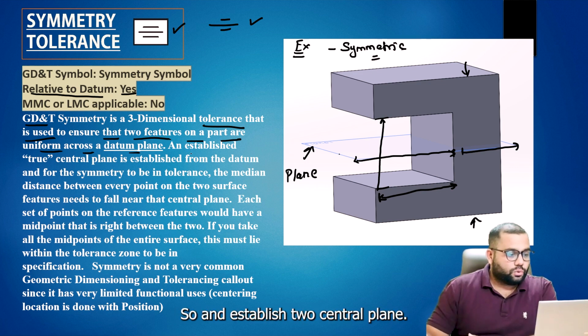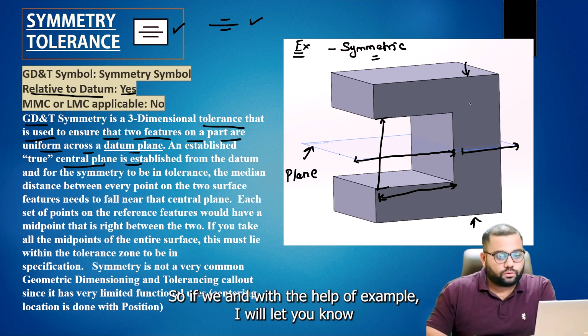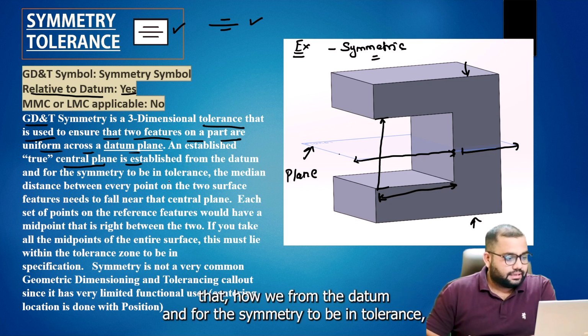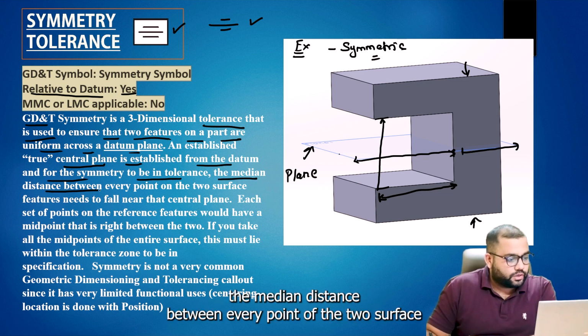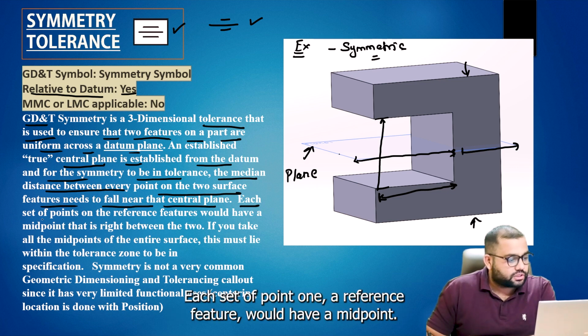So, an established true central plane. This plane should be a central plane established from the datum. With the help of an example, I will let you know how. For the symmetry to be in tolerance, the median distance between every point of the two surface features needs to fall near the central plane. Each set of points on a reference feature would have a midpoint.